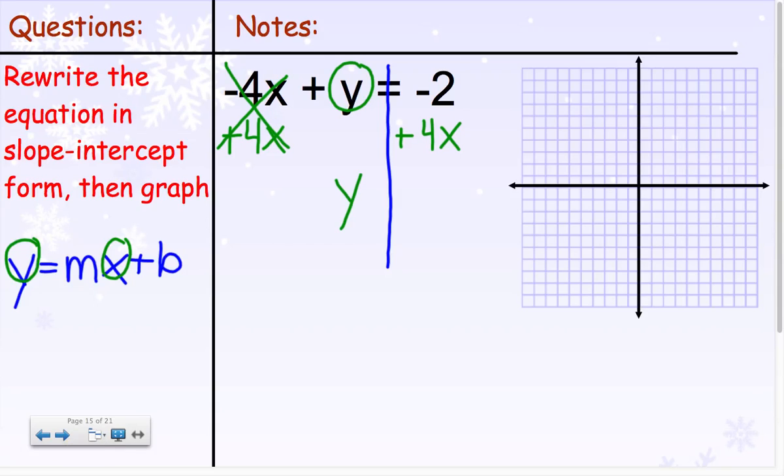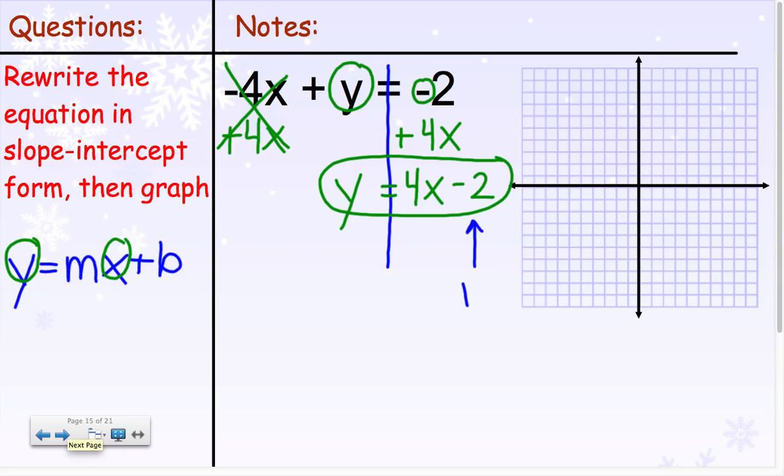Bring down the y. Now I always write the part with the x first. So the plus 4x, that means the 4 is positive, so I'm going to write positive 4x. And then the 2, since there's a negative sign in front of it, that means the 2 is negative. Now my equation has y alone and is ready to graph. We always graph the y-intercept first, which is negative 2. So I'm going to go on my y-axis to the negative 2 and put a dot.